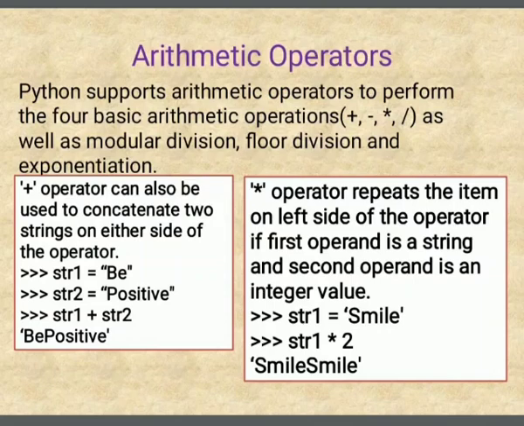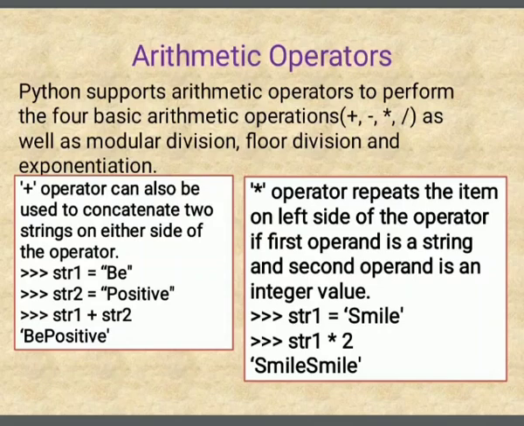Next we consider the multiplication symbol. 3 2s are 6, which means 3 into 2 is 6. Mathematical calculation again. But what will happen if we provide a string and a number? Let's see with the help of an example. str1 = "smile", and when we multiply str1 by 2, it will repeat the string as many times as the number we have written. So the output will be smile smile. Smile will be displayed 2 times.